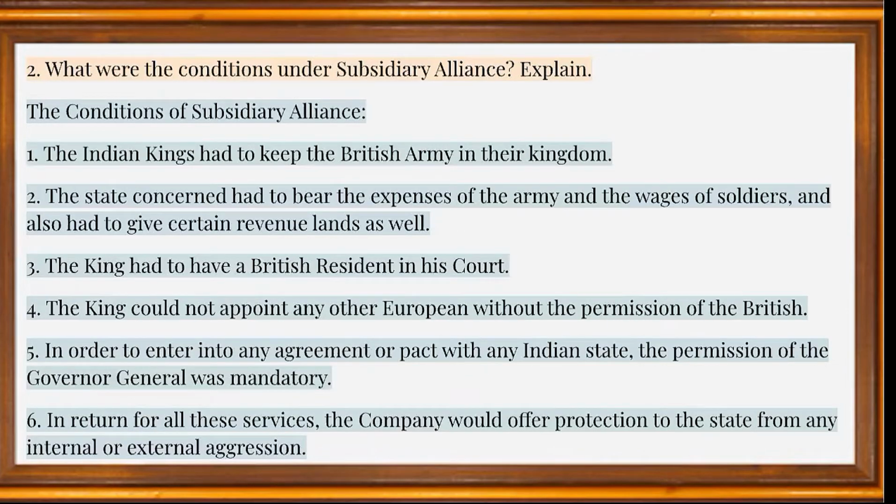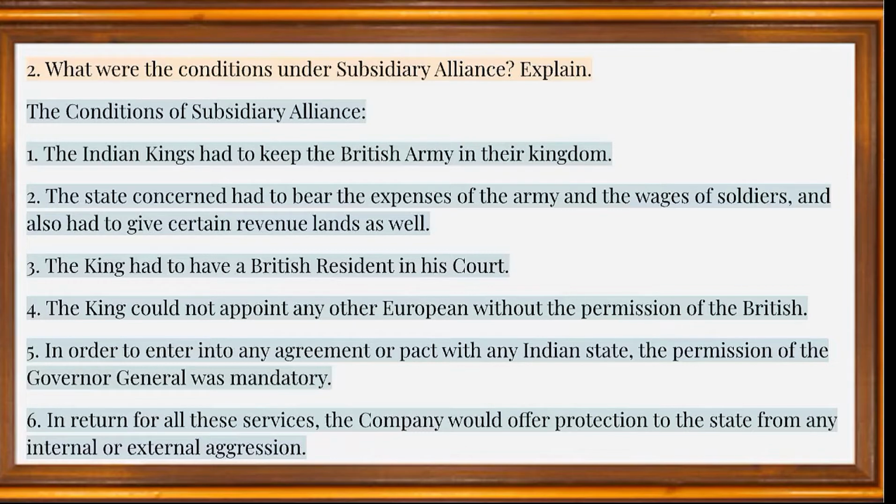Question number 2. What were the conditions under Subsidiary Alliance? Explain. Answer. The conditions of Subsidiary Alliance. The Indian kings had to keep the British army in their kingdom. The state concerned had to bear the expenses of the army and the wages of soldiers and also had to give certain revenue lands as well.